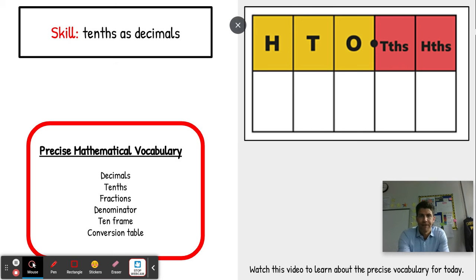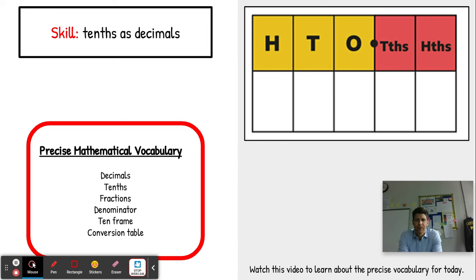So if you have a look at the place value chart on this screen, you can see that H for hundreds, T for tens, and O for ones. Those are numbers that are 1 or bigger. And then after the 1, you've got a decimal point there, and here are the numbers that come after 1, and these are called decimal numbers. So that is decimals. Tenths, that you know, is a fraction out of 10.